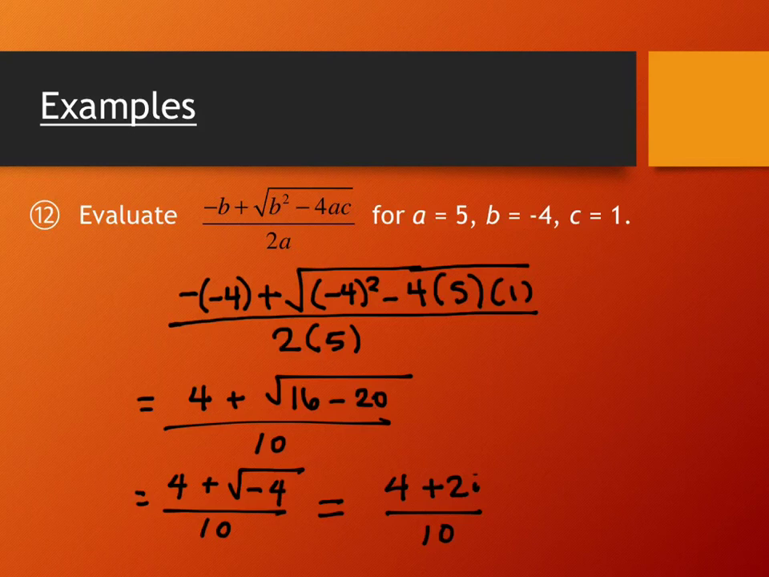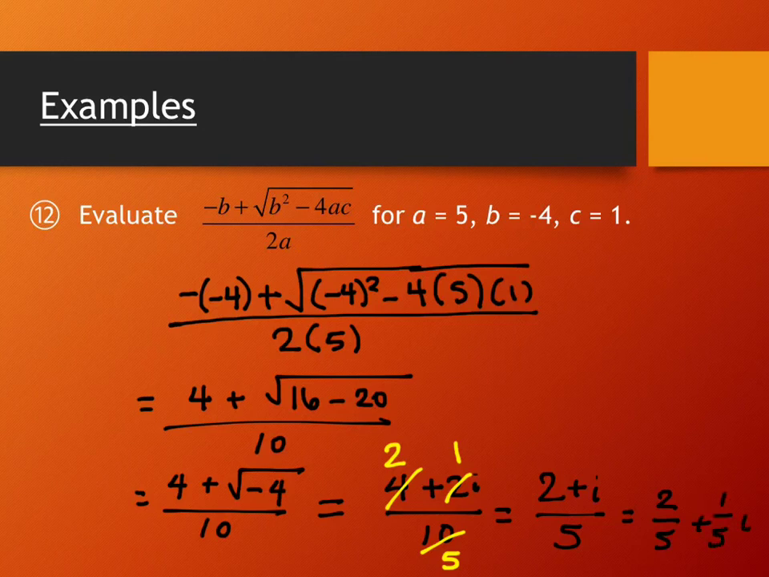10. You should notice pretty quickly that everything's divisible by 2, so at the very least that simplifying by 2 should happen. 4 divided by 2 is 2, 2 divided by 2 is 1, 10 divided by 2 is 5. So a simplified version in fractional form would be 2 plus i over 5. But notice, that's actually not in a plus bi form. So if we're looking for a plus bi form, it'd be 2 over 5 plus 1 over 5 times i.